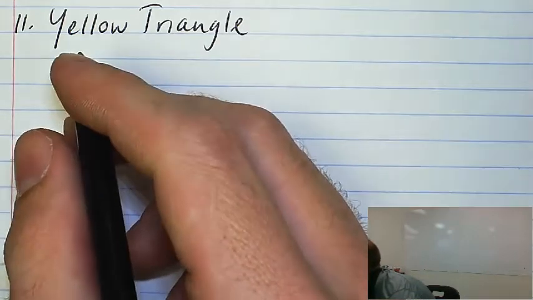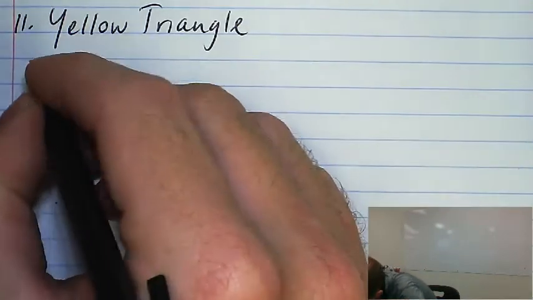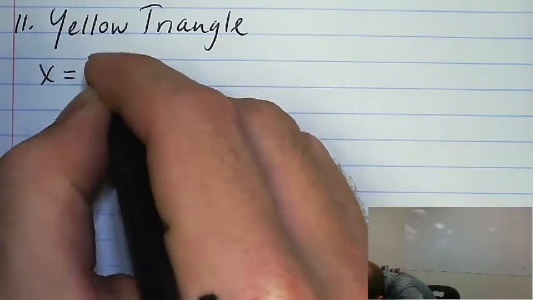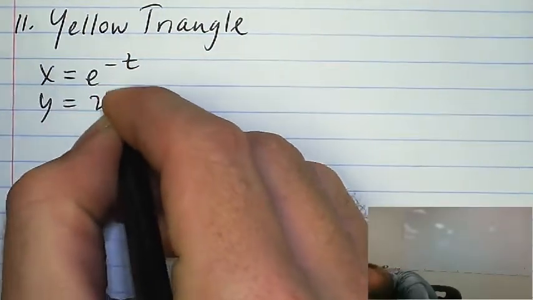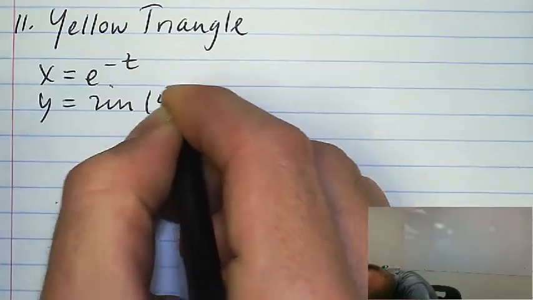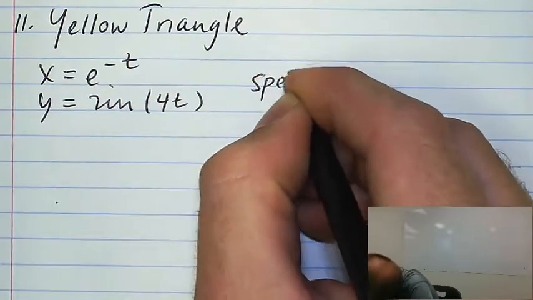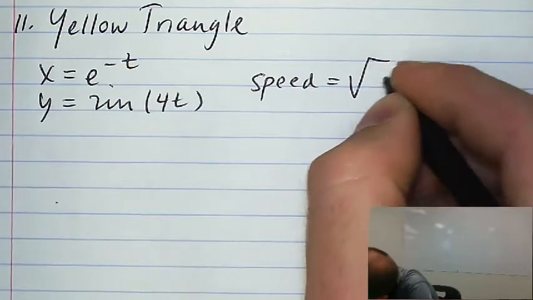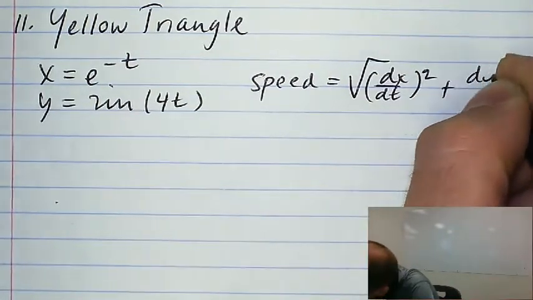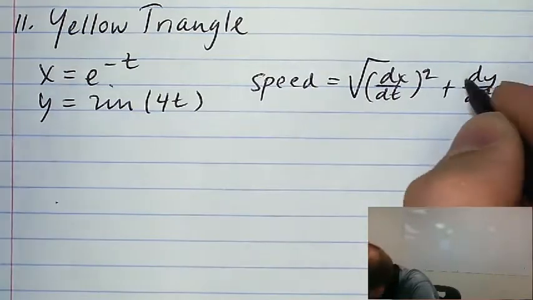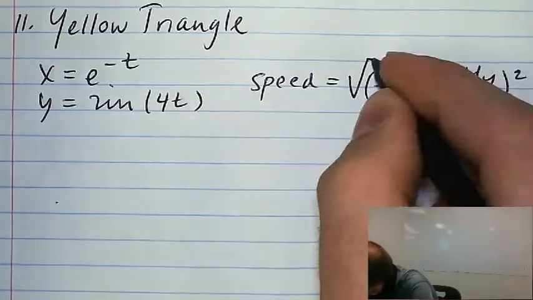All right, so the position of the particle moving in the xy plane is given by the parametrics x of t. X of t is e to the -t, right? Yeah, mine got cut off, but y is sine of 4t. Okay, we know that speed is the square root of dx dt squared plus dy dt squared. Am I okay? Just barely at the edge of my shot.